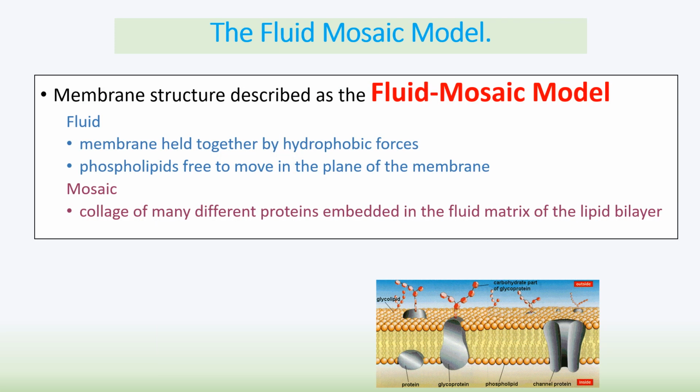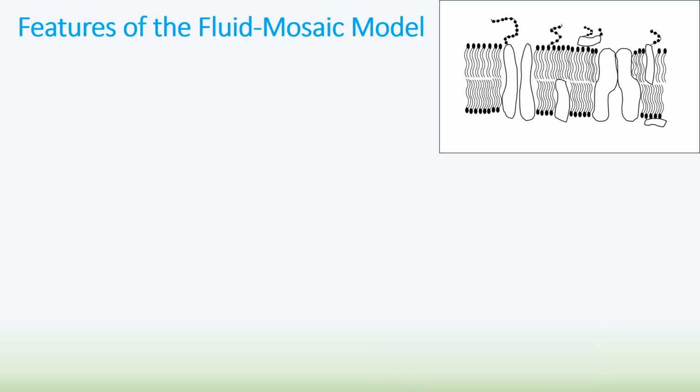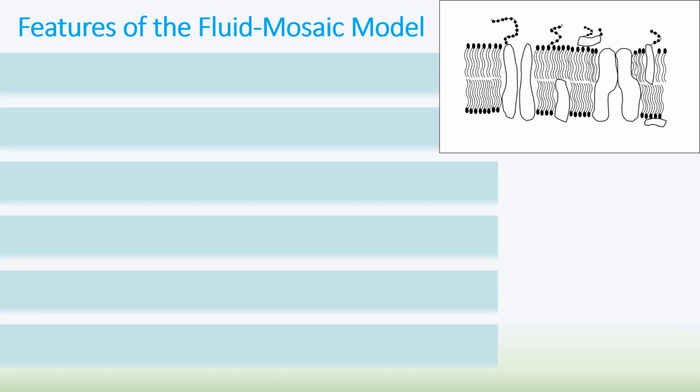So the membrane structure, as I said, is described as a fluid mosaic model. Why is it described as that? Well, the term fluid links to the phospholipids because they are free to move within the layer of the membrane, and the mosaic model is the proteins because they look like a collage of different proteins stuck together if you look at it under a microscope. So you need to know the different features and the roles of the different features of the fluid mosaic model.